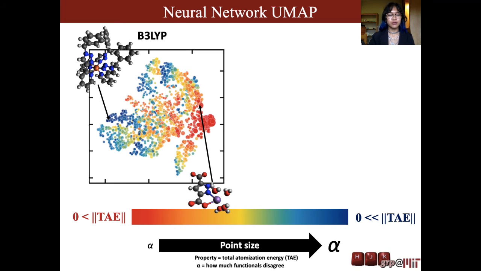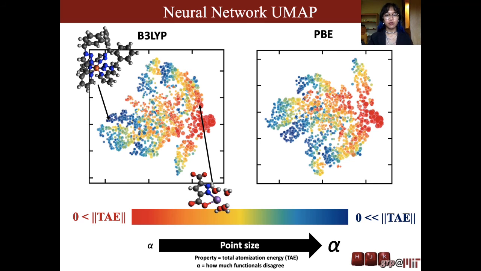Now this is a UMAP for B3LYP, which is a mid-tier accuracy functional, but if we wanted to compare it with a low accuracy functional, we can see that although the shape of the UMAPs is slightly different, we notice that both functionals agree that smaller absolute values of atomization energy are more likely to have larger functional disagreement.